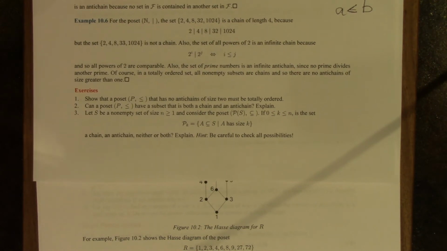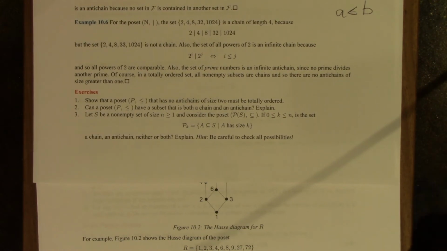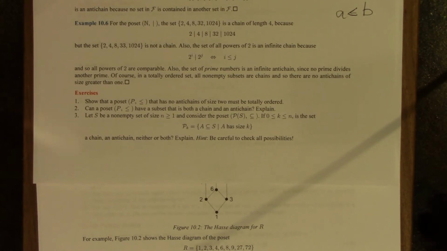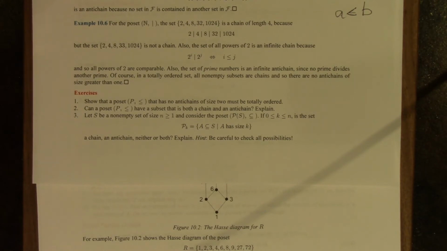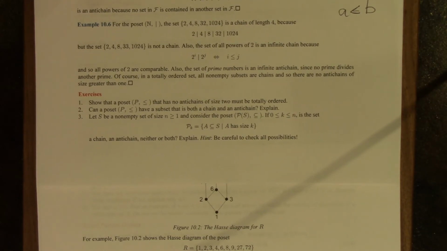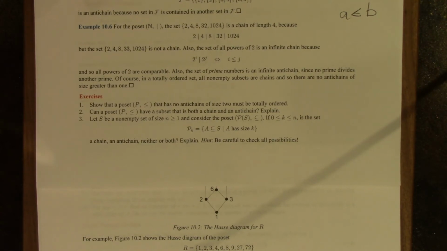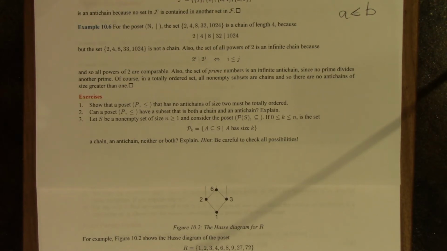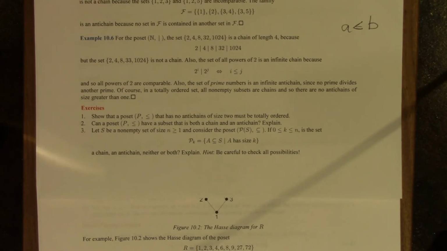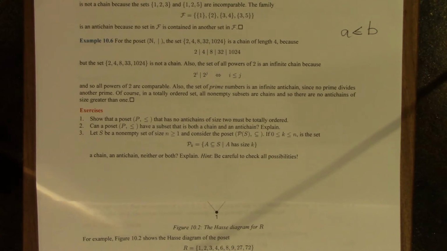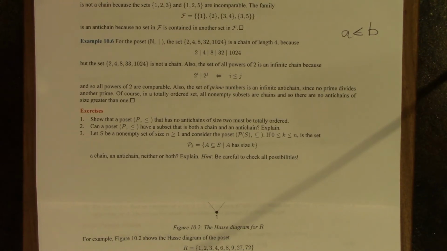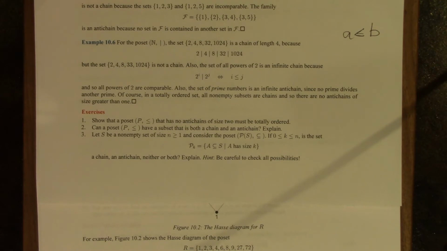In a totally ordered set, all non-empty subsets are chains. The whole thing is a chain, really. And so there are no anti-chains of size greater than 1. A singleton set is both a chain and an anti-chain. It's kind of by default. There's only one element, so all the elements in the chain are comparable. All the distinct elements in the chain are incomparable.